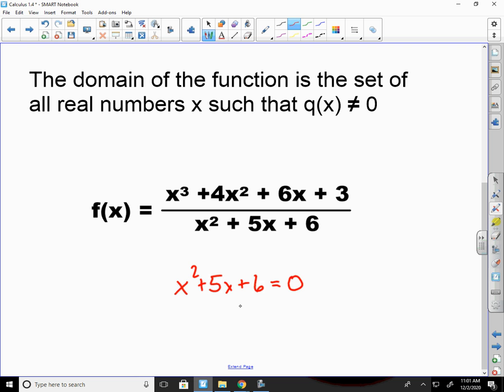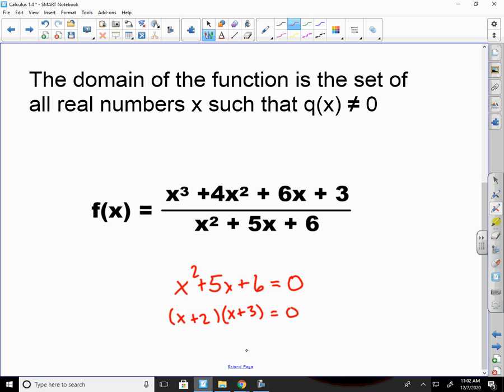So by doing that, now I can factor this out. Or if you don't remember how to factor, you can use the quadratic formula. But I can factor this out to figure out when this would be equal to 0. So in order to factor, we need to figure out what multiplies to give us x squared, which would be x and x. Then what multiplies to give you 6 and adds to 5. Would be 2 and 3.